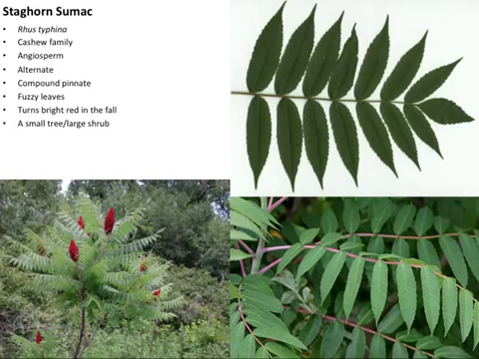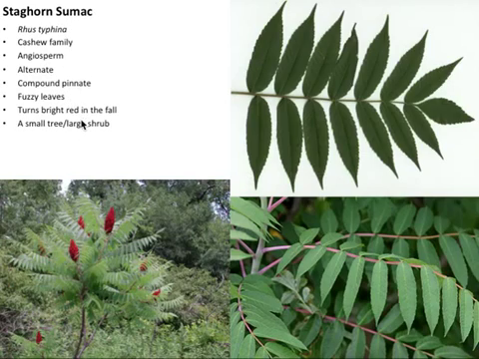The next plant is another native to Utah. It's staghorn sumac, scientific name Rhus typhina. It's in the cashew family, and it's an angiosperm. It has alternate leaf arrangement. You can see that down here, 1 leaf per node, and it is compound pinnate. So this is 1 leaf here, divided into leaflets. It does have fuzzy leaves, and that's what typhina means. It means kind of fuzzy.